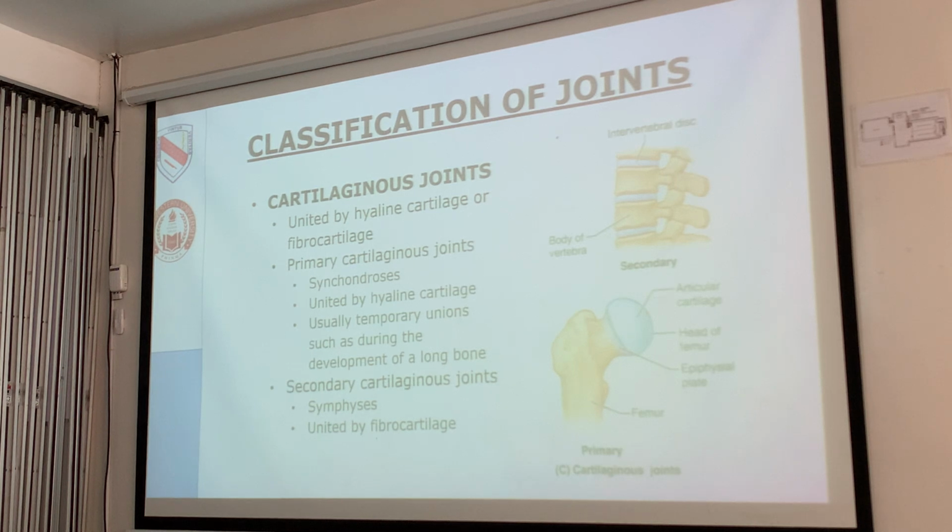The cartilaginous joint is united by hyaline cartilage or fibrocartilage. Primary cartilaginous joints, synchondrosis, are united by hyaline cartilage, usually temporary, such as in the development of a long bone. The secondary, the symphysis, is united by fibrocartilage. One example of the secondary is the intervertebral disc between the bodies of your vertebrae. An example of a primary cartilaginous joint is in your femur bones.